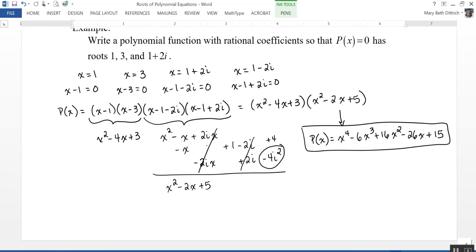So in this video, we took a look at the roots of polynomial equations, how to use the rational root theorem to find the possible factors, and then how to use synthetic division once you find one rational root to find other roots. And then we talked about conjugate pairs of roots that contain imaginary numbers or irrational numbers.